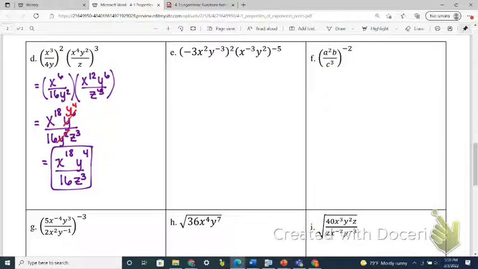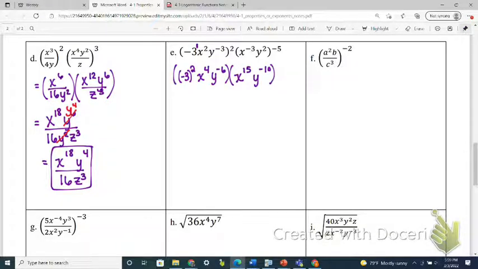Looking at E, same process. First thing I'm going to do is distribute the exponents out front. So this has an exponent of 1, so I get negative 3 squared, x to the 4th, y to the negative 6th. In this parenthesis, I end up with x to the 15th, y to the negative 10th.